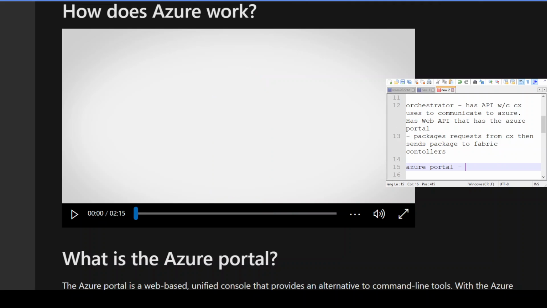All right. So what is the Azure portal? It's a web-based unified console that provides an alternative to command line tools. With the Azure portal, you can manage your Azure subscription by using a graphical user interface. You can build, manage, and monitor everything from simple web apps to complex cloud deployments. You can create custom dashboards for an organized view of resources. You can configure accessibility options for an optimal experience.